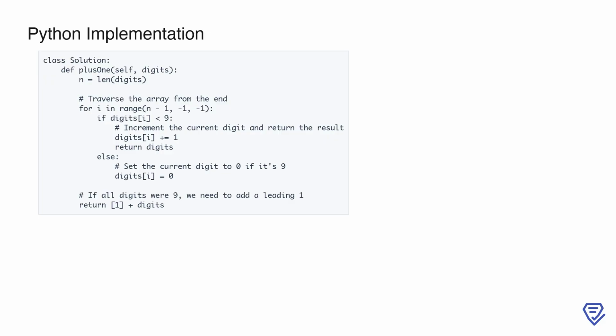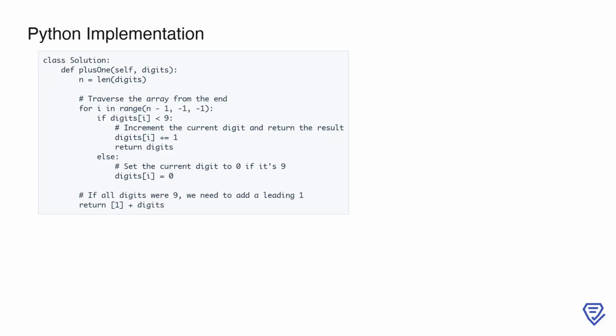2. We start by determining the length of the input array digits and storing it in n. 3. The algorithm processes the array from right to left, starting from the least significant digit. This is achieved using a reverse for loop, for i in range(n-1, -1, -1). Here, i represents the index of the current digit being processed.